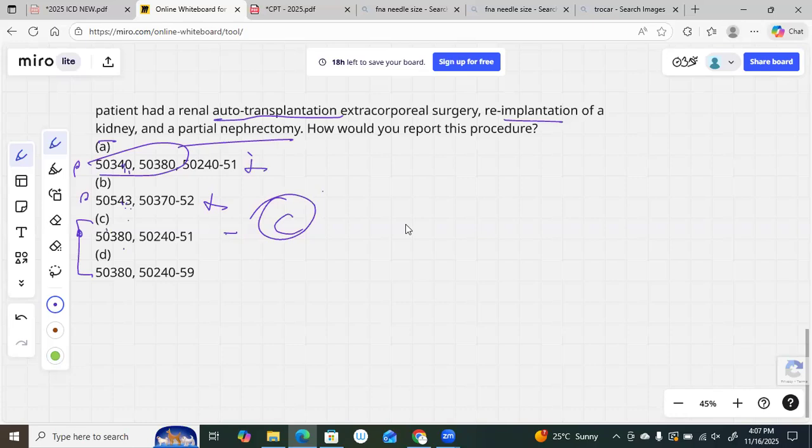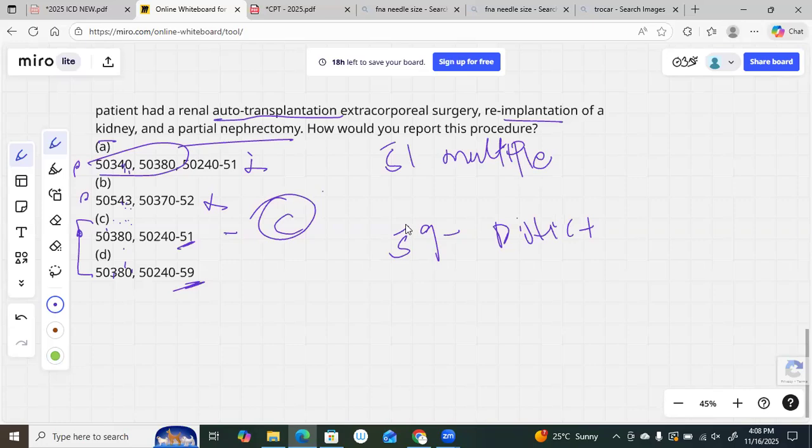Now, the difference between option C and D is modifier 59 and 51. What is the difference between modifier 51 and 59? Anyone of you? What is the difference between these two? Okay. 51 is multiple procedures, whereas 59 means distinct procedure.